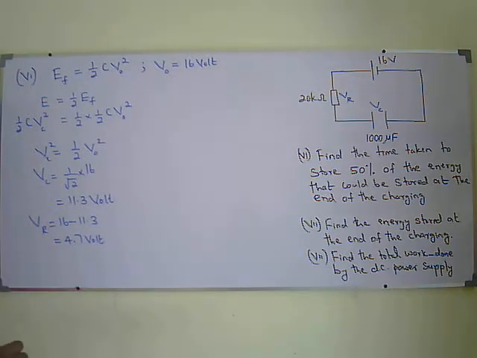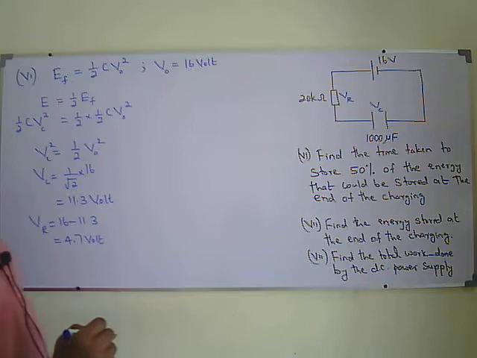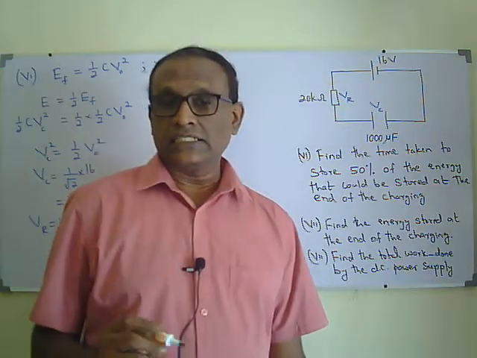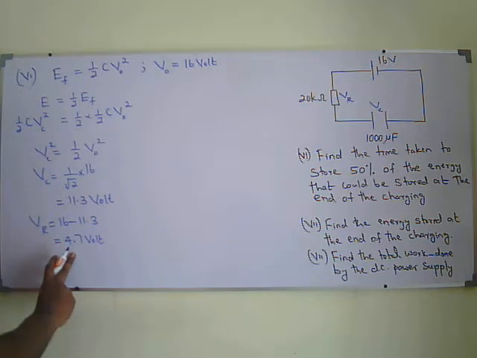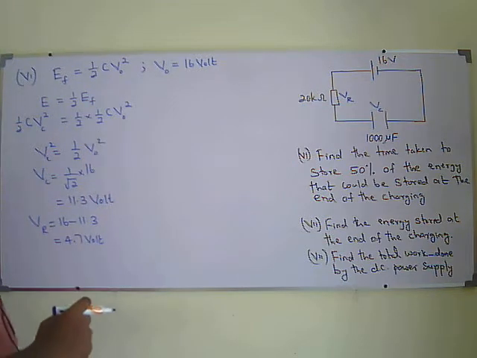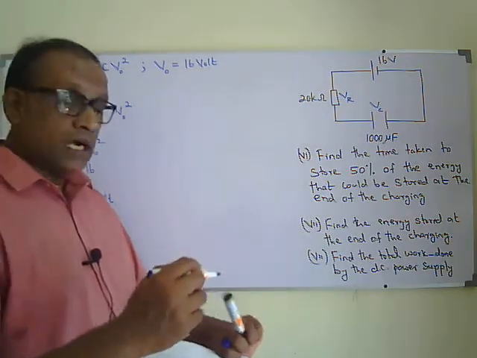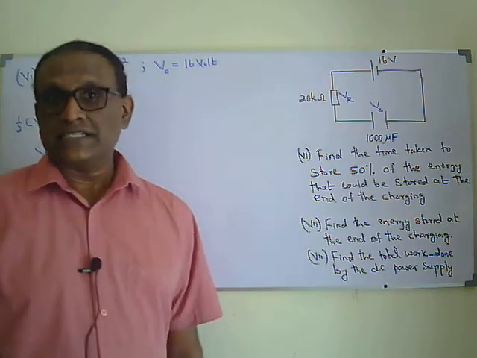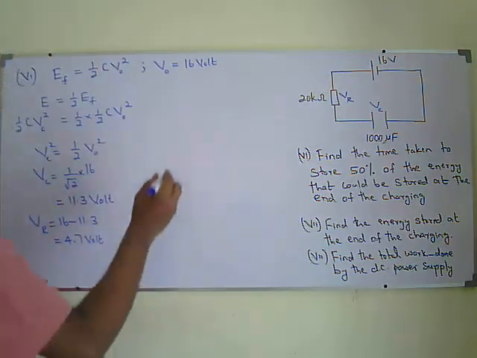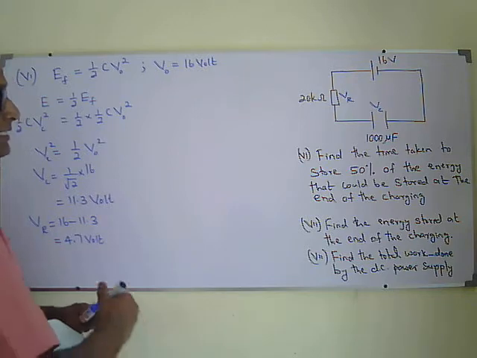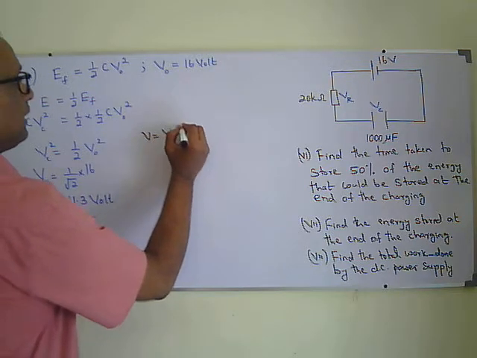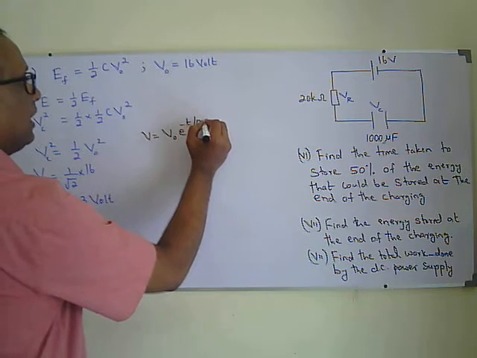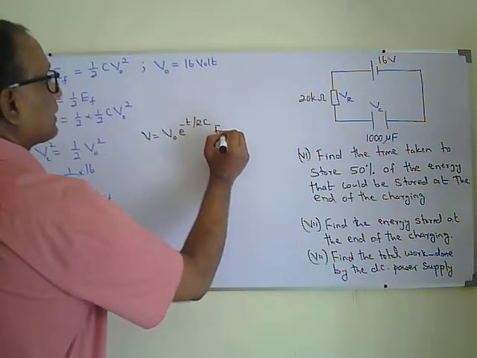So I need to find the time taken for the voltage across the resistor to drop to 4.7 from 16. And we know that the voltage across the resistor decays, or decreases, exponentially. So I can use V equal V naught e to the power minus T over RC for the resistor. V equal V naught e to the power minus T over RC. I can use it for the resistor.